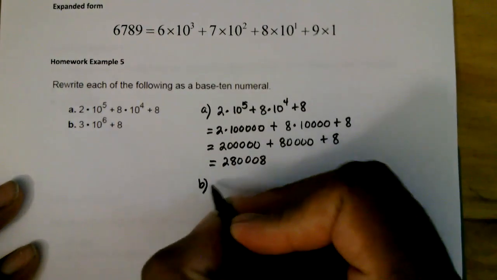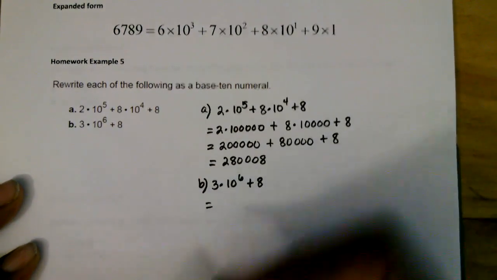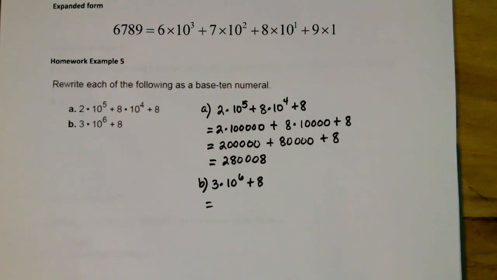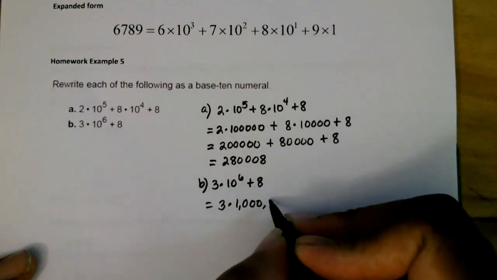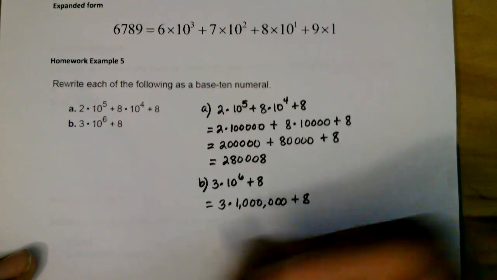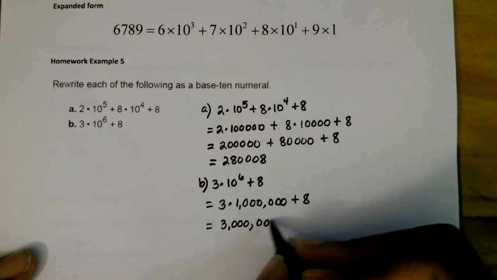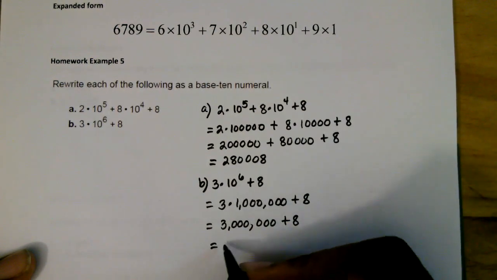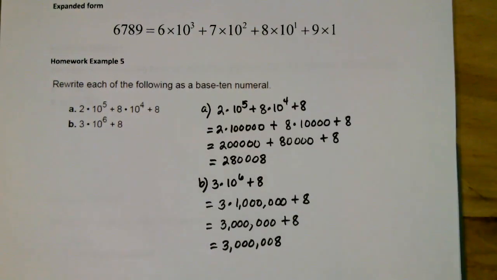Part B, 3 times 10 to the 6 plus 8. Well, that exponent of 6 in the base of 10 means I can write that as a 1 with 6 zeros. So this will be 3 times 1 with 6 zeros, which is 3 times a million, and then plus 8. Well, 3 times a million would be 3 million. 3 million plus 8 would be 3,000,008. Okay, that's how we write that as a base 10 number.